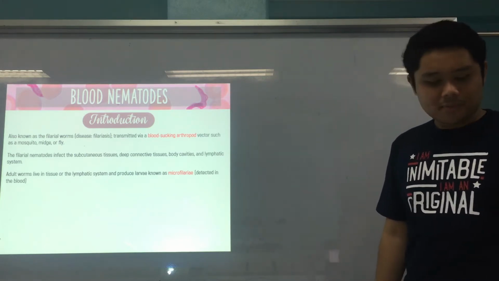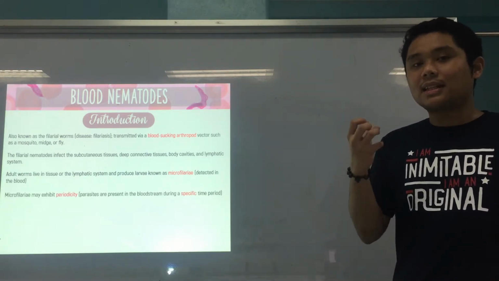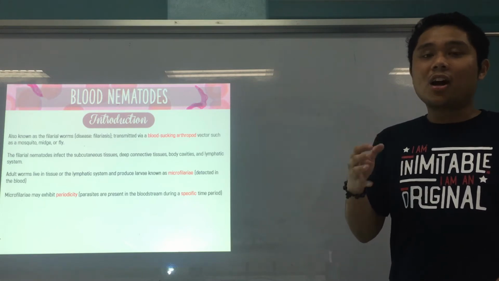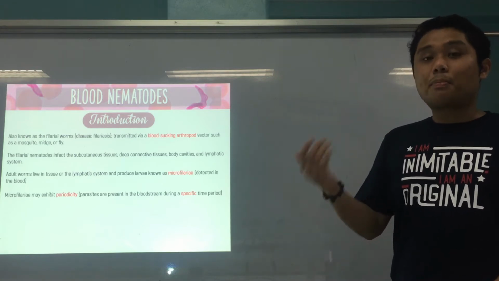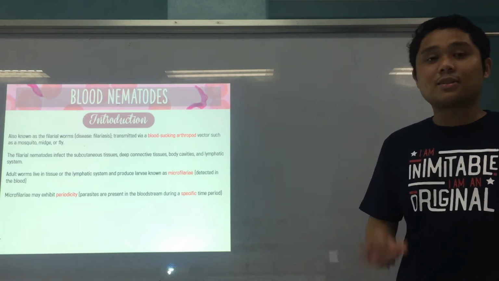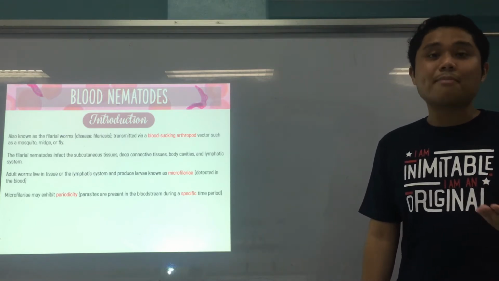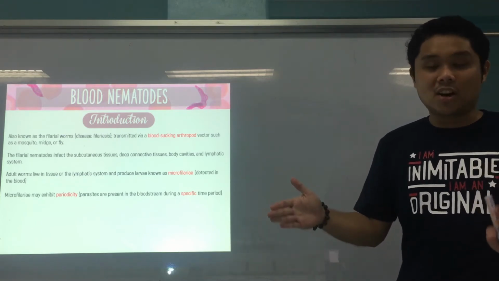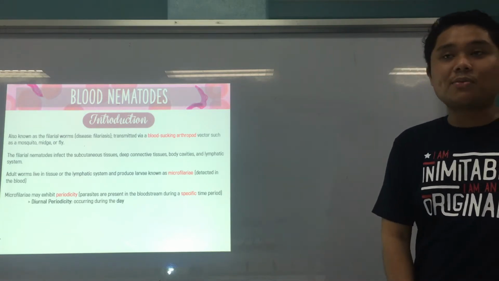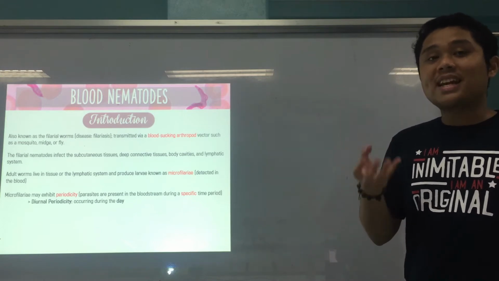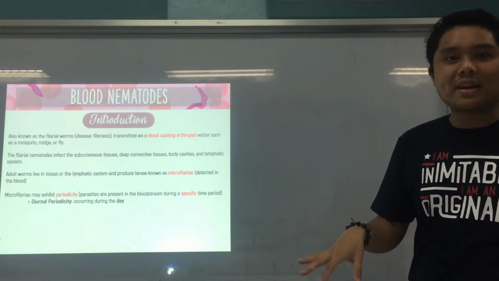They also exhibit what we call periodicity, meaning this is the time of the day when they are present in great numbers in your blood. Parasites are present in the bloodstream in greatest numbers in a specific time period within the day. And we have different types of periodicity. First is diurnal. By the name itself, they are present in great numbers during the day, around 10 a.m. to 2 p.m.